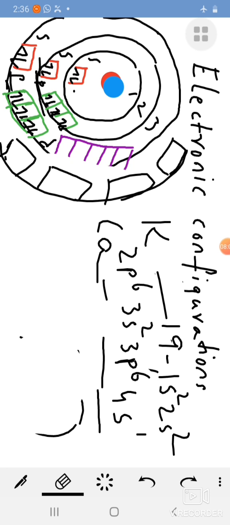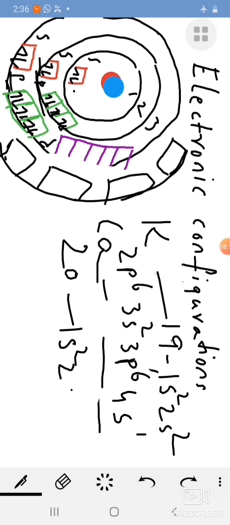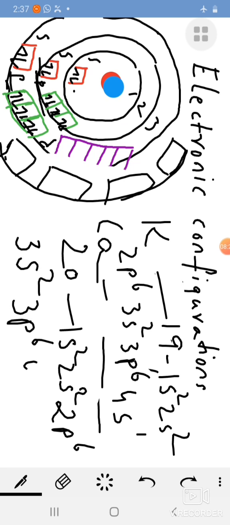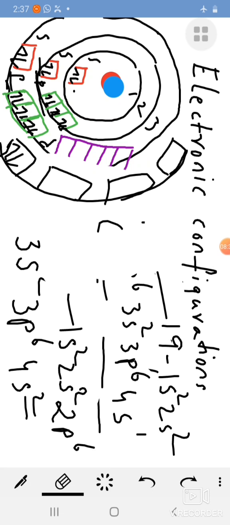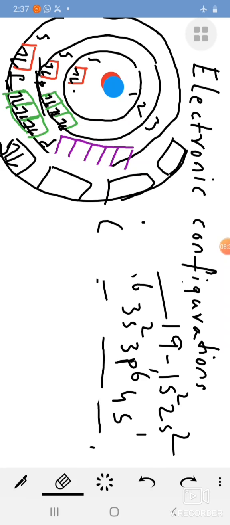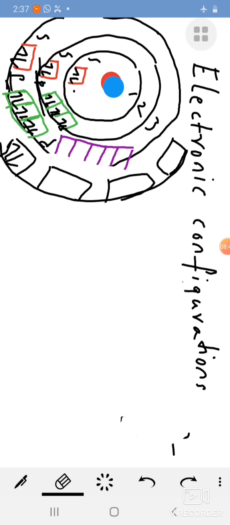For calcium the atomic number is 20. The electronic configuration is 1s2, 2s2, 2p6, 3s2, 3p6, 4s2. Here the calcium electronic configuration is like that. That means the 4s orbital has 2 electrons. Next, after calcium, listen carefully. The 3d electrons enter starting with scandium.